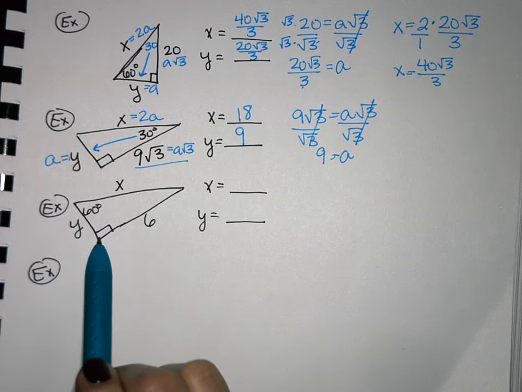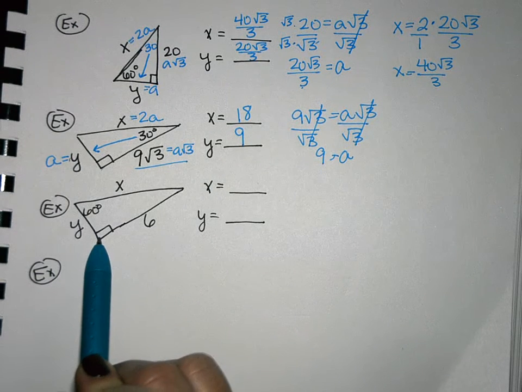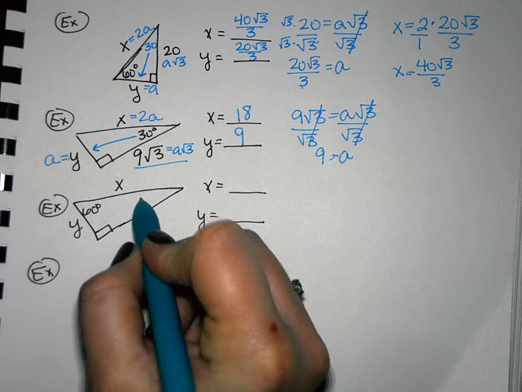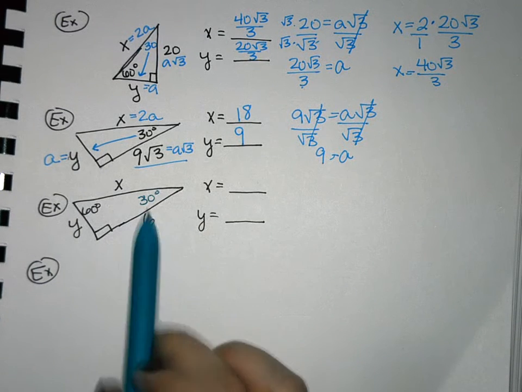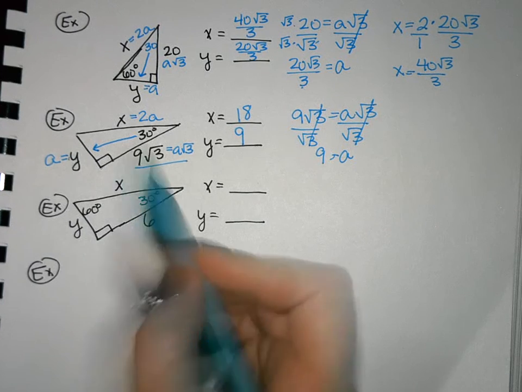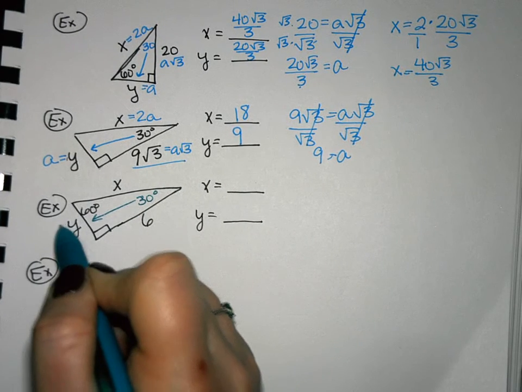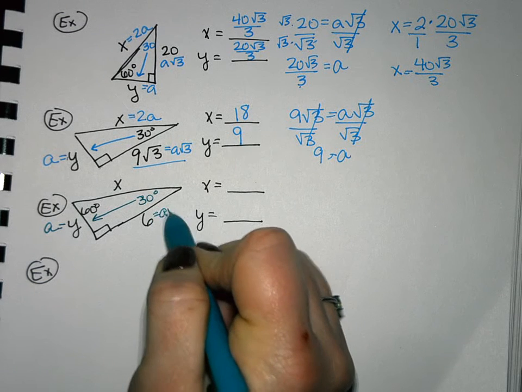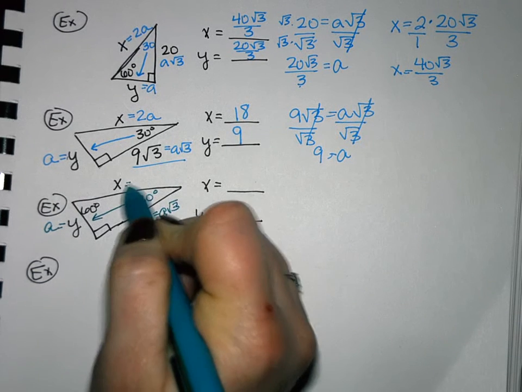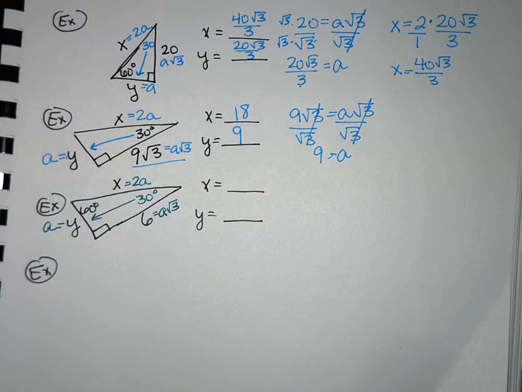Okay, so then same thing on this one. Identify where's your 30-degree angle. So our 30 degree is over here. Go across from it. Y is our a, meaning a root 3 will go with the 6, and 2a will go with the x, because that's our hypotenuse.